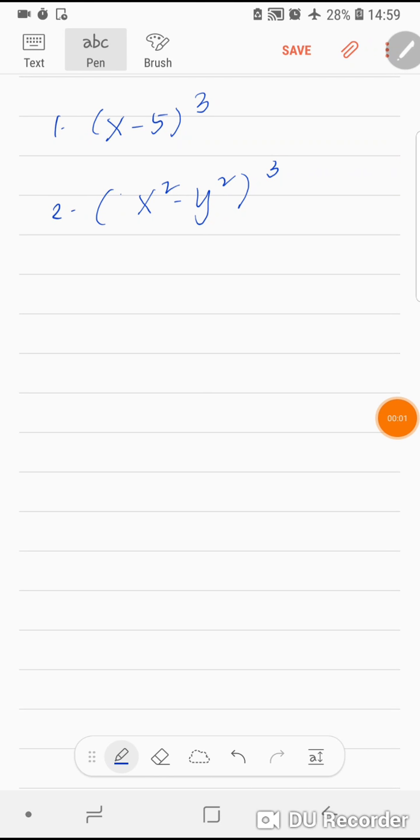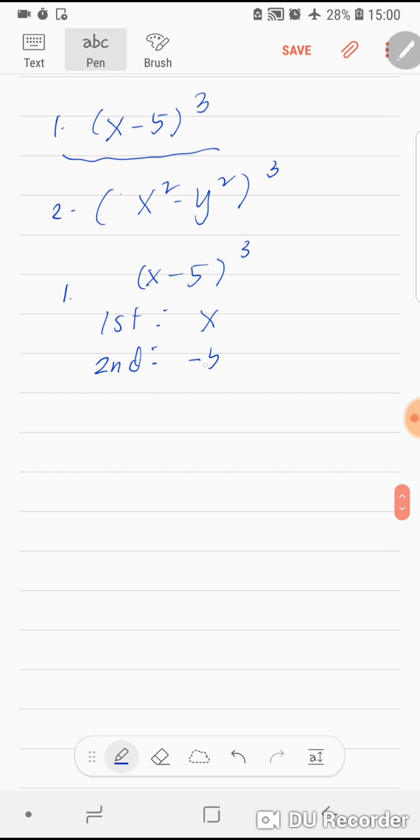So we have here some other sample problems. The first one is (x − 5) to the power of 3, and the second is (x² − y²) to the power of 3. Let's first start with number 1, (x − 5)³. The first term is x, and the second is negative 5.